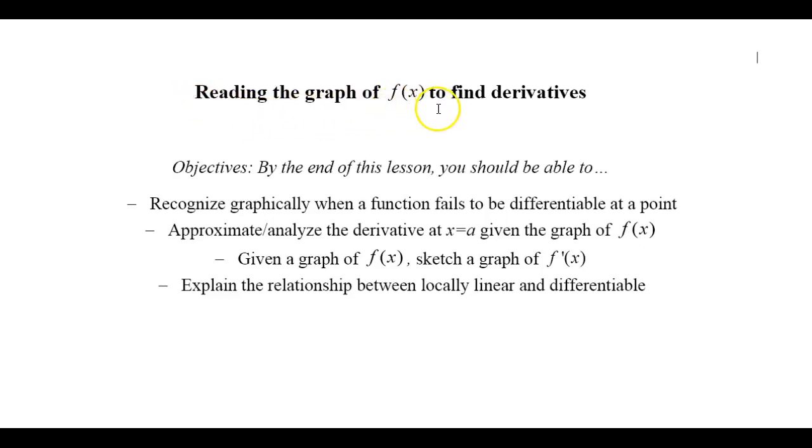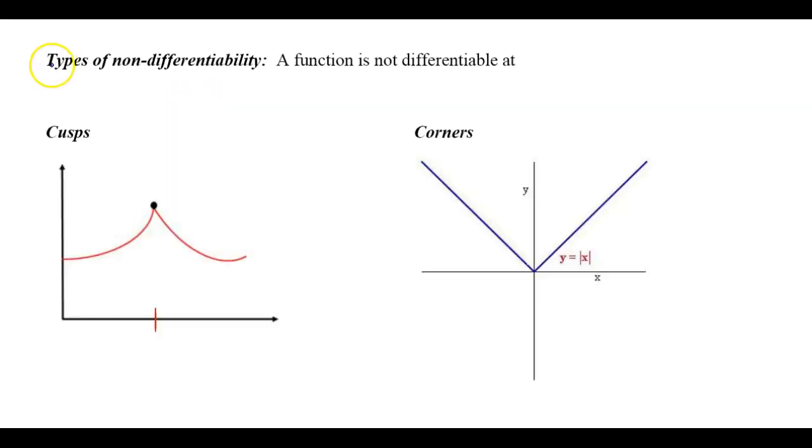Reading the graph of f of x to find derivatives. Before we look at a graph of f of x to determine what the graph of its derivative, f prime of x, would look like, we want to look at the types of non-differentiability on a graph. So a function is not differentiable at a few different types of locations on a graph.